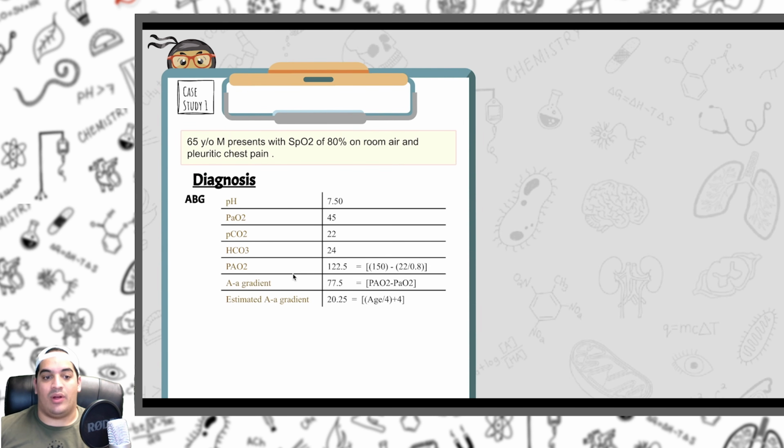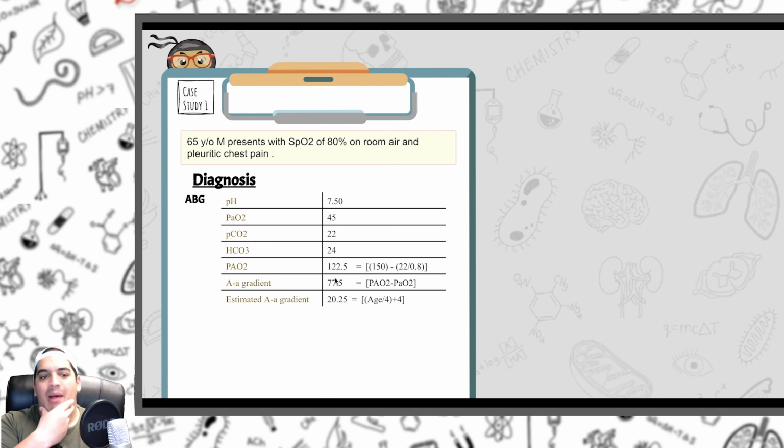Okay, we've talked about all of this already, but if the AA gradient that we calculate is way above the estimated, that's an increased AA gradient. That tells me it's either a VQ mismatch or a shunt, or again, it could be an interstitial lung disease process as well. But I think that's important to remember. So we've already narrowed it down. It's not a ventilation problem. It's not a low FiO2 problem. This is likely a VQ mismatch or a shunt process, okay?